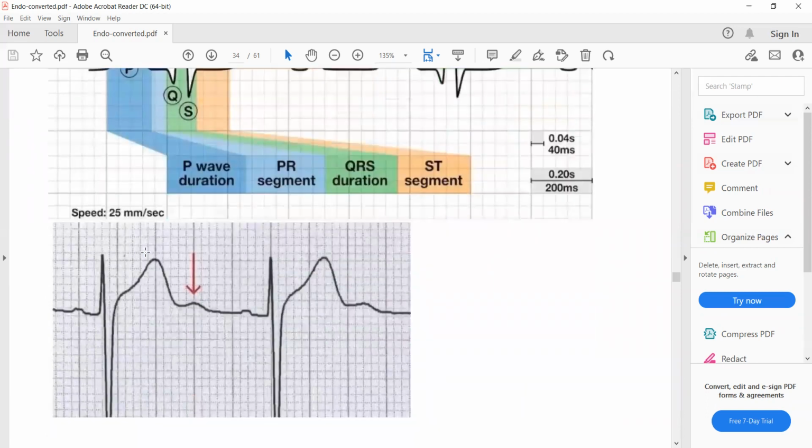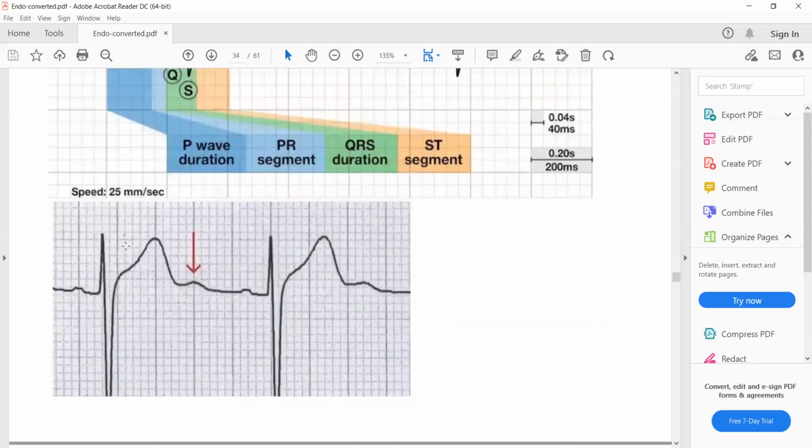Another ECG. See, this is a normal ECG in which Q wave is not present, just R and S wave, and then T wave, and then this one is P wave. And you can see that after T wave, a small wave is present just after the T wave, and this is U wave. Here and here, you can see it.